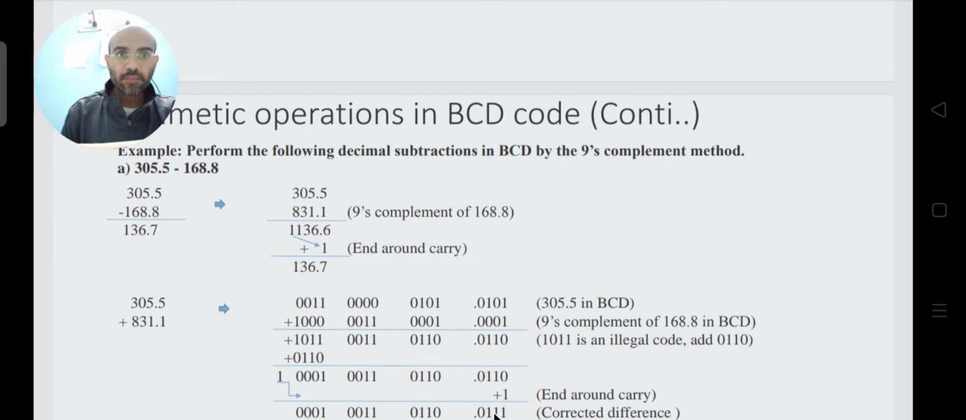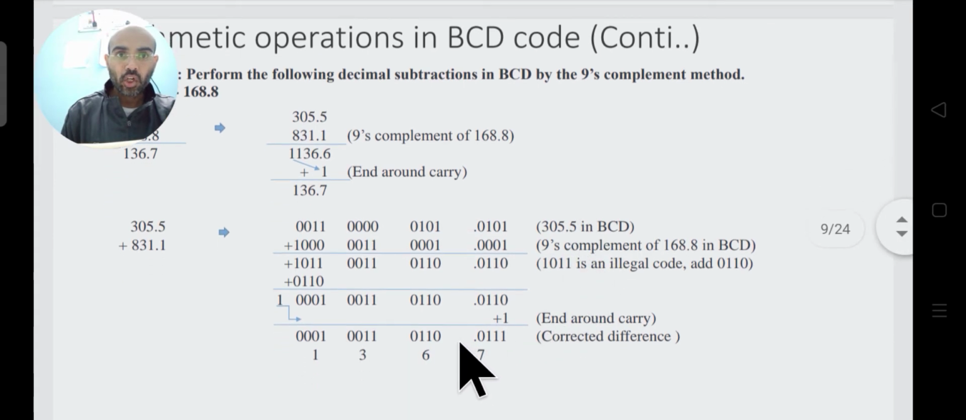We see that this will become all ones. Then this will be 0110, then 0011. Now if we write the decimal equivalent of each of the groups, we can see that it is 136.7. Now this is the same as the previous one. So we have not only performed the subtraction in BCD, but we have also verified what the result should be. After verification, we find that the answer is the same as the earlier. So this is how we have to perform the subtraction of two numbers in BCD using the 9's complement method.